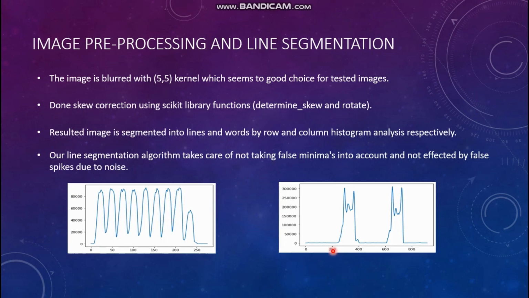So the below two plots are of images having 9 and 2 lines respectively. You may see here that after each and every spike there is a minima. This minima represents the index where the first line stops and the second line begins. So in our algorithm we store these indices, and by that we have segmented the lines. The same goes for segmenting words in each line.